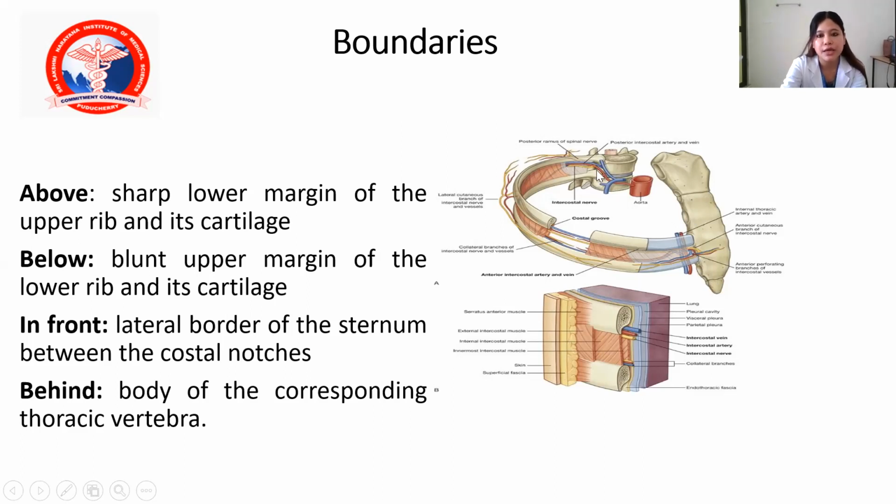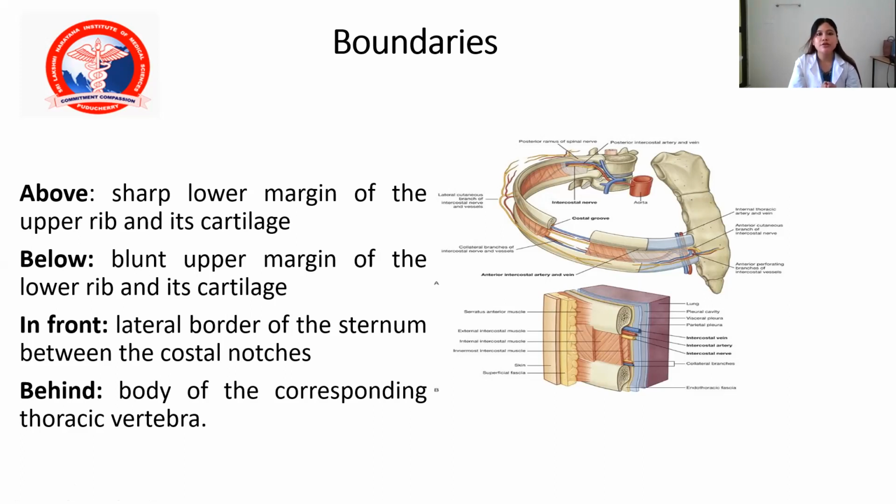Behind, you can see the body of the corresponding thoracic vertebra. You must have learned how to differentiate between the cervical vertebra, thoracic vertebra, lumbar vertebra, and the sacrum. The sacrum is formed by five sacral vertebrae.